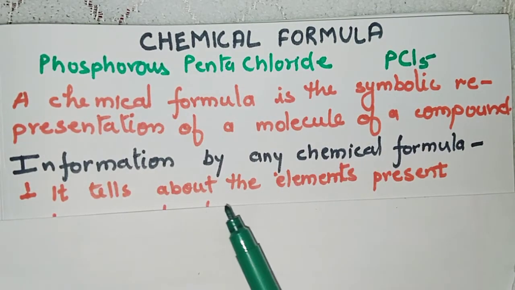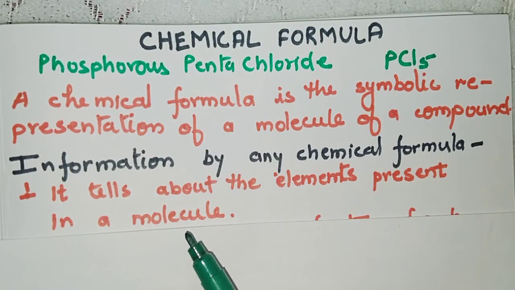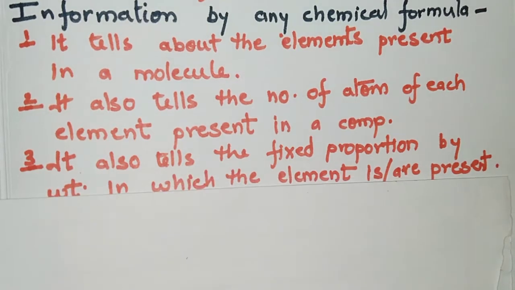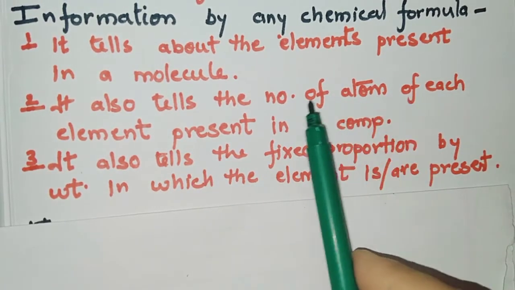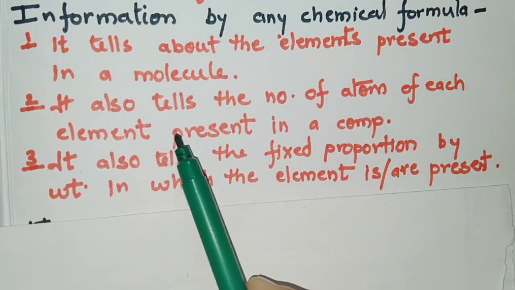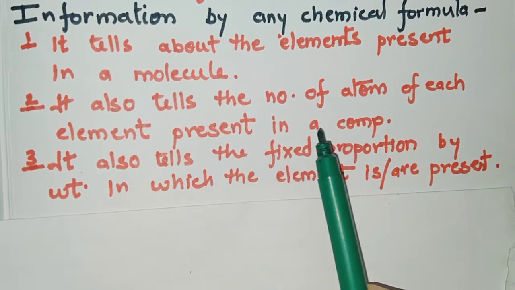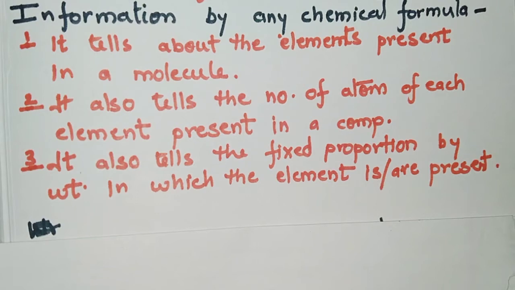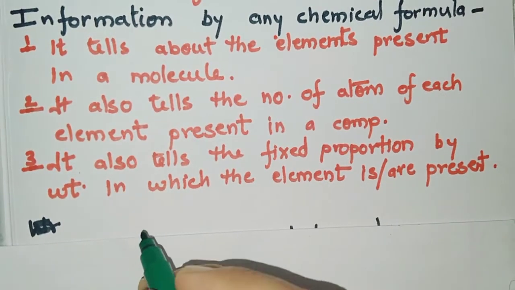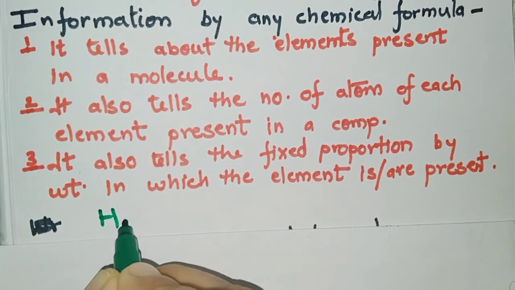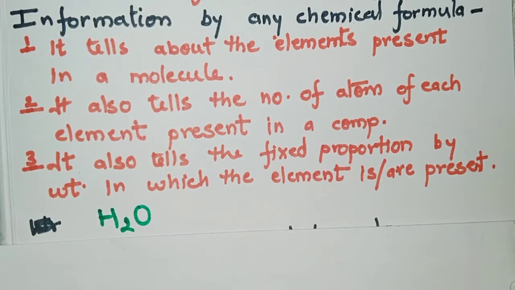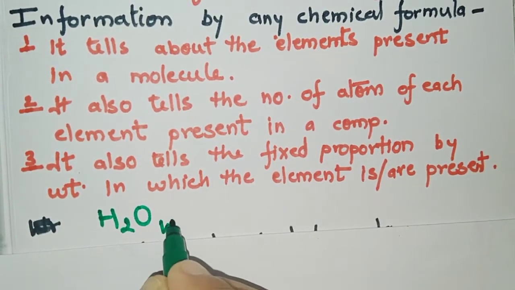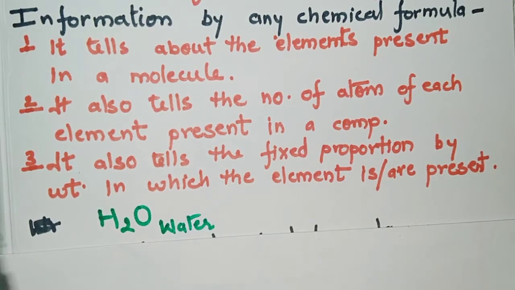It tells about the elements present in a molecule. It tells about the number of atoms of the elements present in a compound. It also tells the fixed proportion. Now I am taking one example. Suppose I am writing here H2O. This is water, we all know. It is a water molecule.